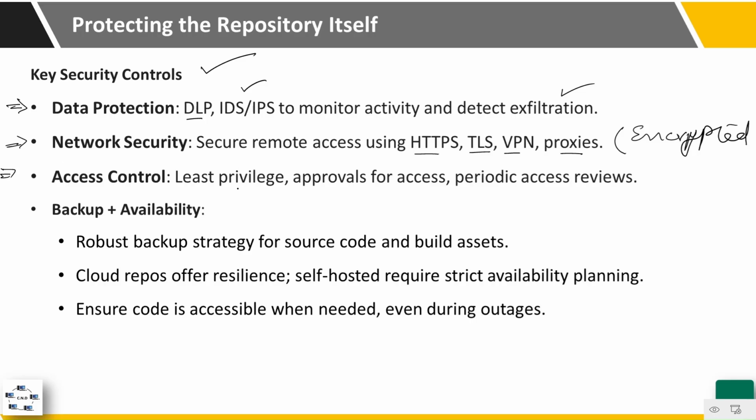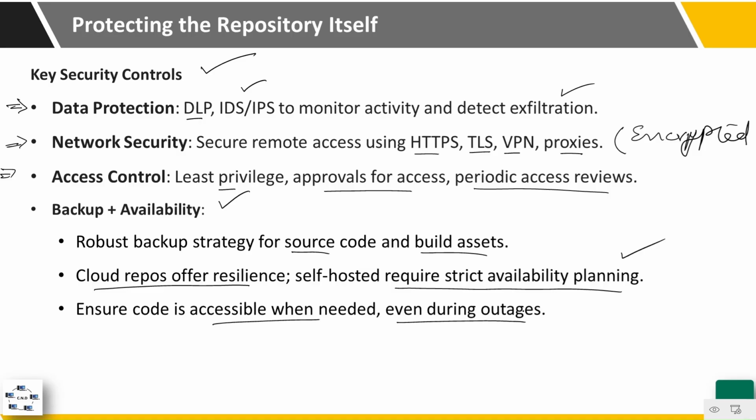Access control can be ensured through least privilege approval for access and periodic access reviews. And then we need to ensure the backup and availability of repos through a robust backup strategy for the source code and build assets. Cloud repos offer resilience due to their high availability, while self-hosted repos require strict availability planning. So we need to ensure that code is accessible when needed, even during outages.